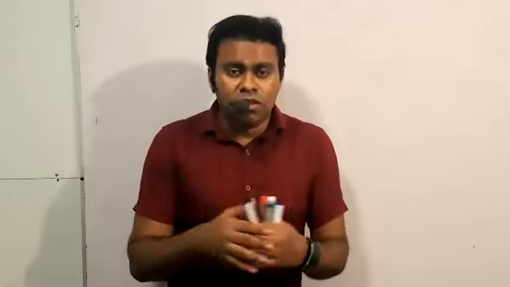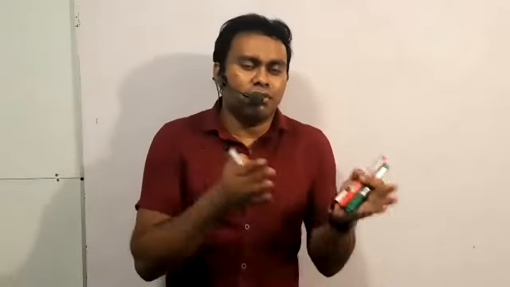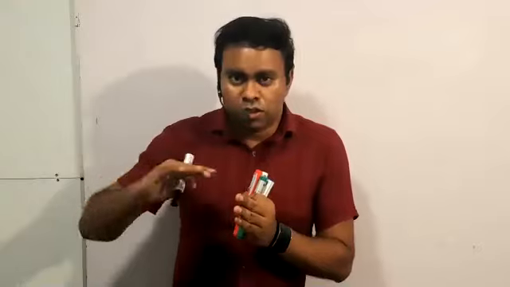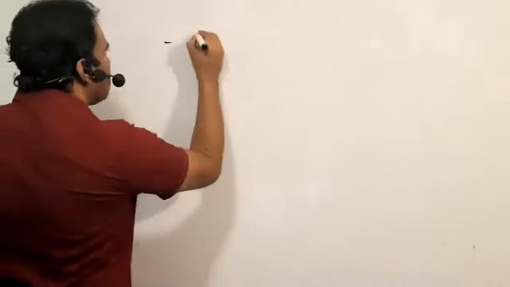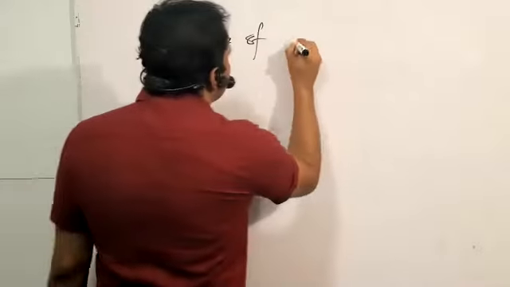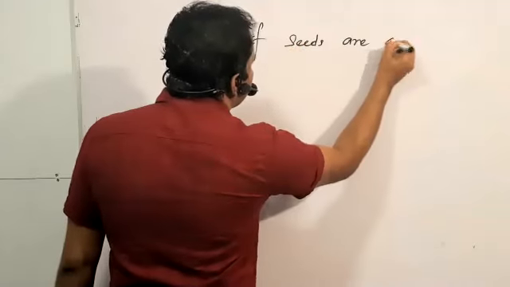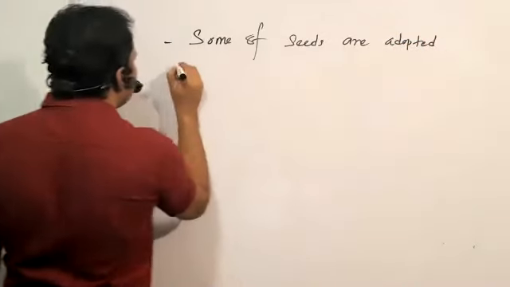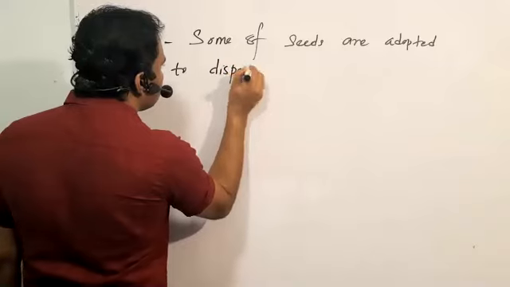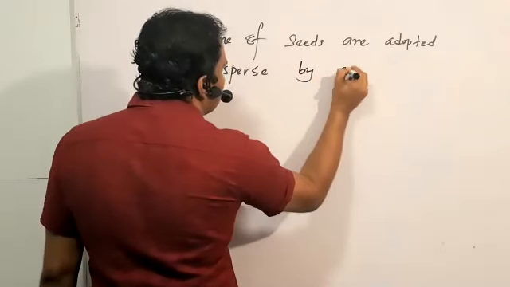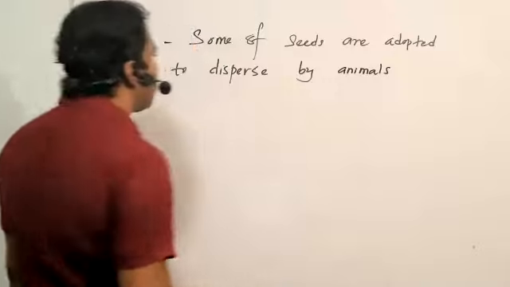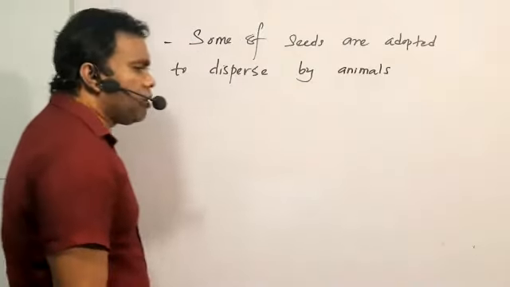Yes. In that case, for the dispersal of seeds and fruits, they show different adaptations. Some of them are adapted to disperse through water. Some of them are adapted to disperse through air. In that case, they have wing-like structures. Okay, next. Some seeds are adapted to disperse by animals.